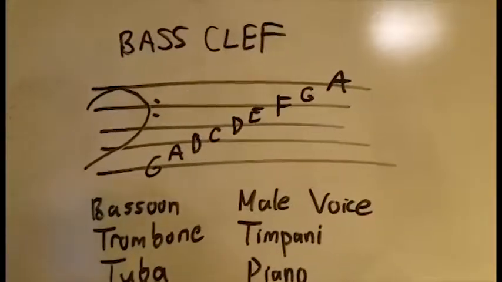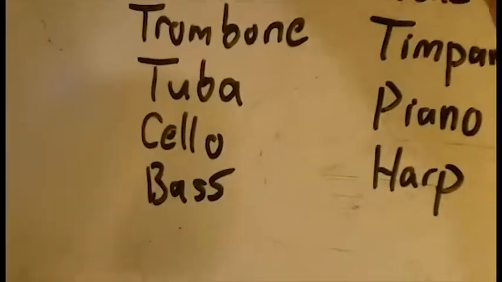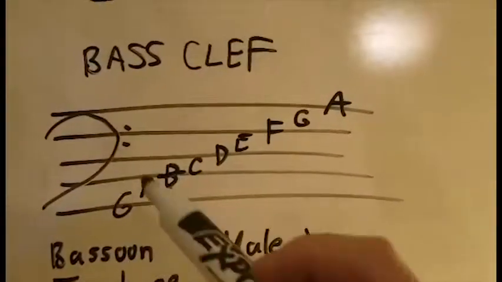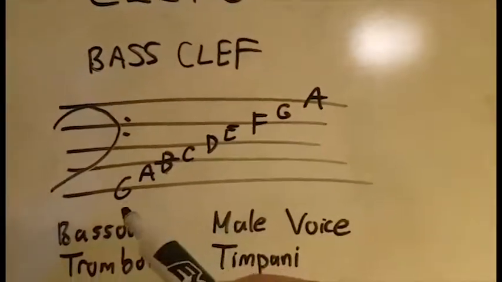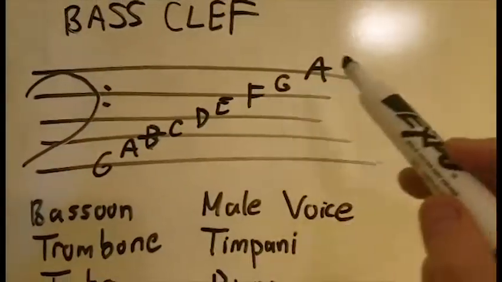Okay, so now I've written out the notes. I should make that B a little better. It wasn't such a good B. So I've written out the notes on the staff for bass clef. G, A, B, C, D, E, F, G, A.